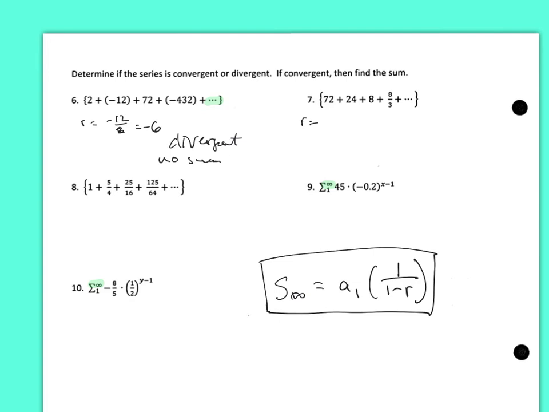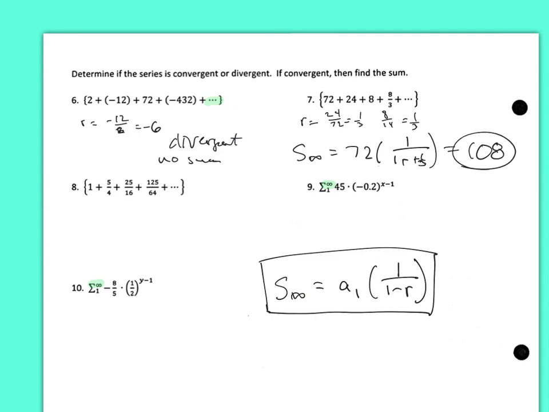For the ratio on this one, 24 over 72 is 1/3, 8 over 24 also, so it is 1/3. So now we can actually find the sum of an infinite amount of numbers. So 72, and then 1 over 1 minus negative 1/3. And then you just get 108. It's kind of strange how an infinite amount of numbers just adds up to a number.